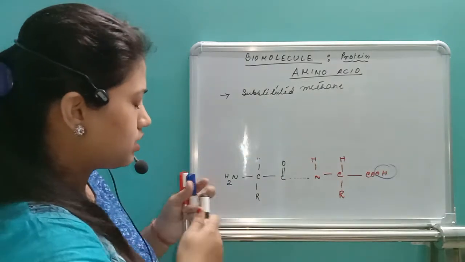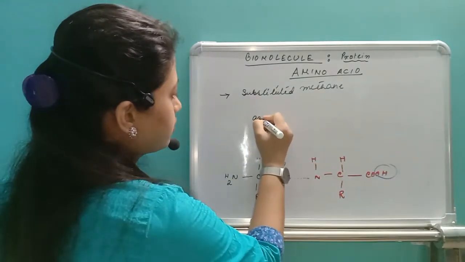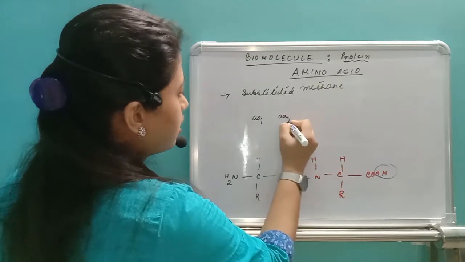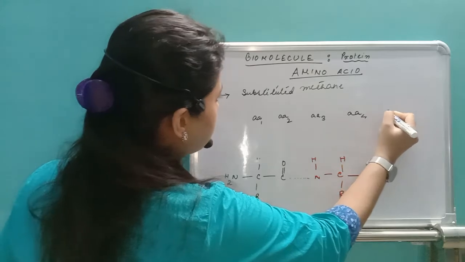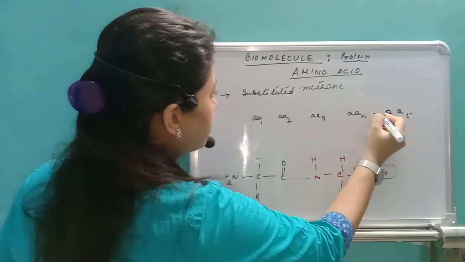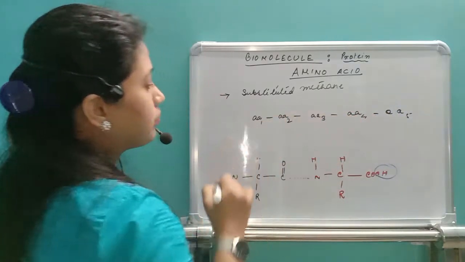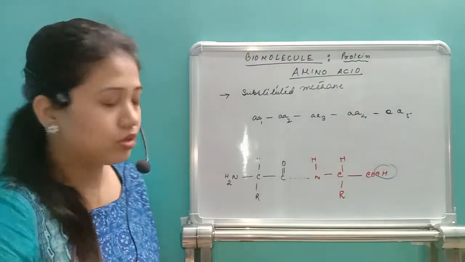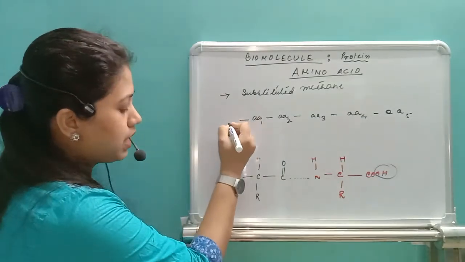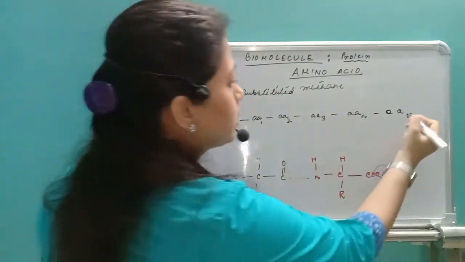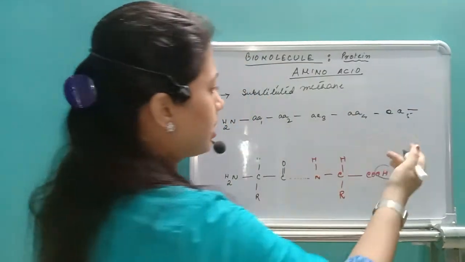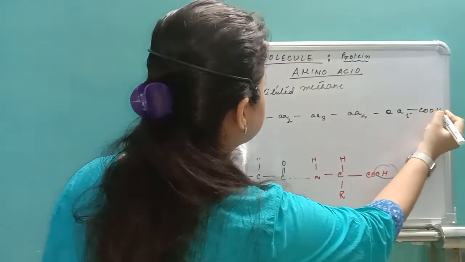Okay, so in this chain, suppose this is one amino acid, this is the second amino acid, then this is the third amino acid, this is the fourth amino acid, this is the fifth amino acid. So they will be attached to each other by the peptide bond. On one side we will have a base, an amino group, and on the other hand, on the right hand side, we will have the carboxylic acid.